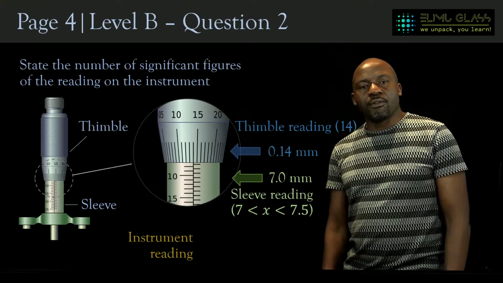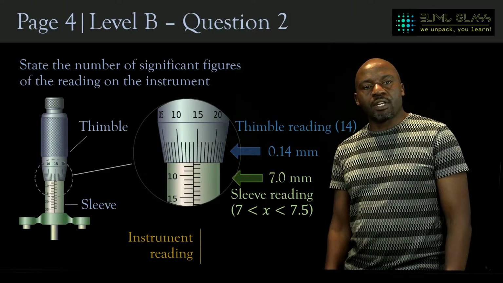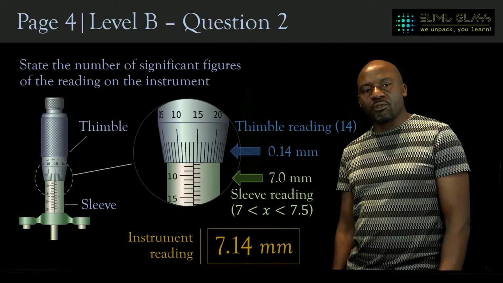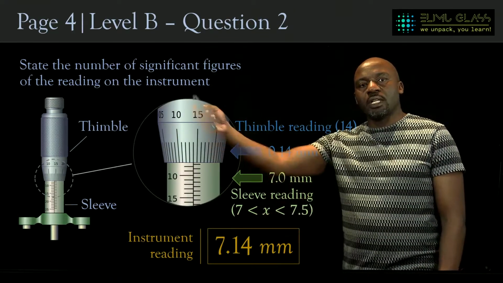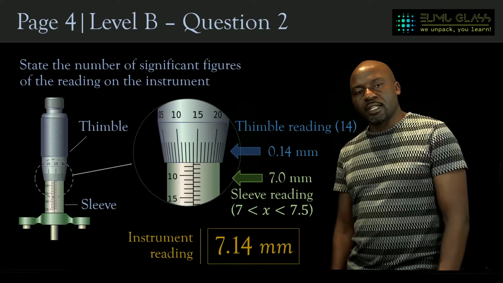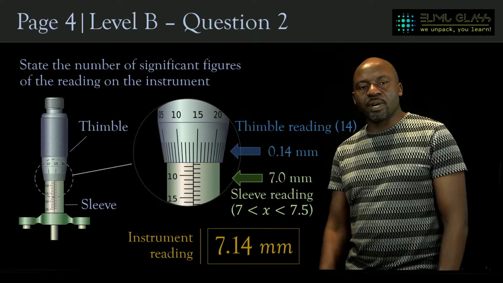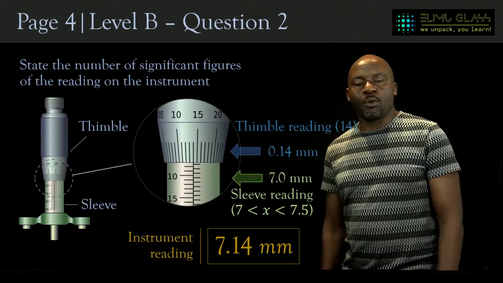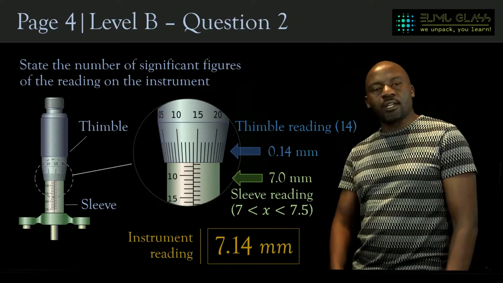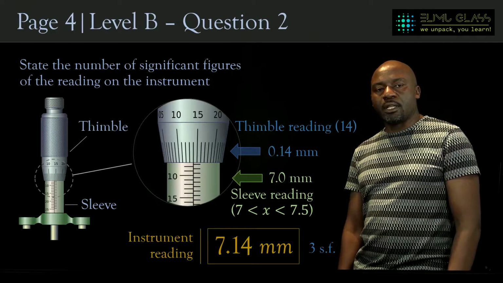So our reading, therefore, the instrument reading is therefore 7.14 millimeters. And now knowing the reading, now we can talk about how many significant figures that is. Because this is a decimal number, we cannot start from the right, from using our slogan, so we must start from the left, and either way, when you count that, you should see that that is 3 significant figures directly. Okay, so our answer there is 3 significant figures.